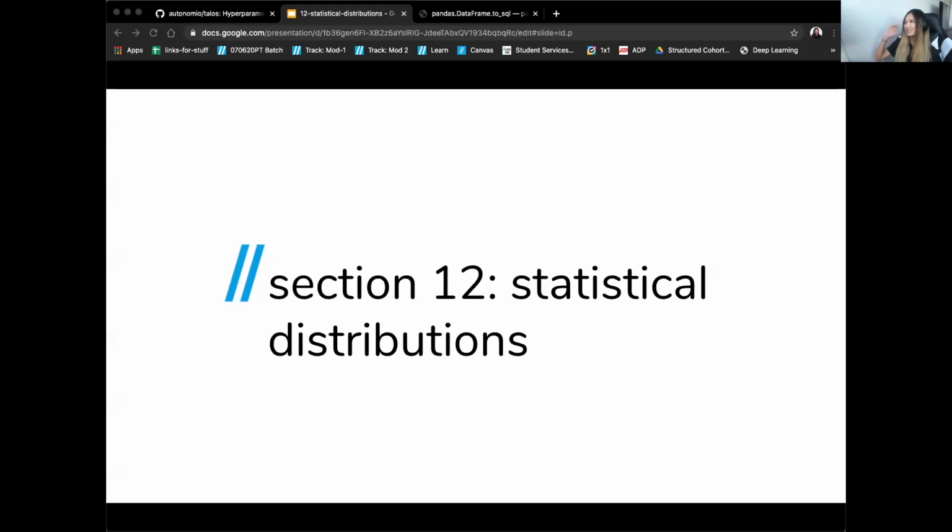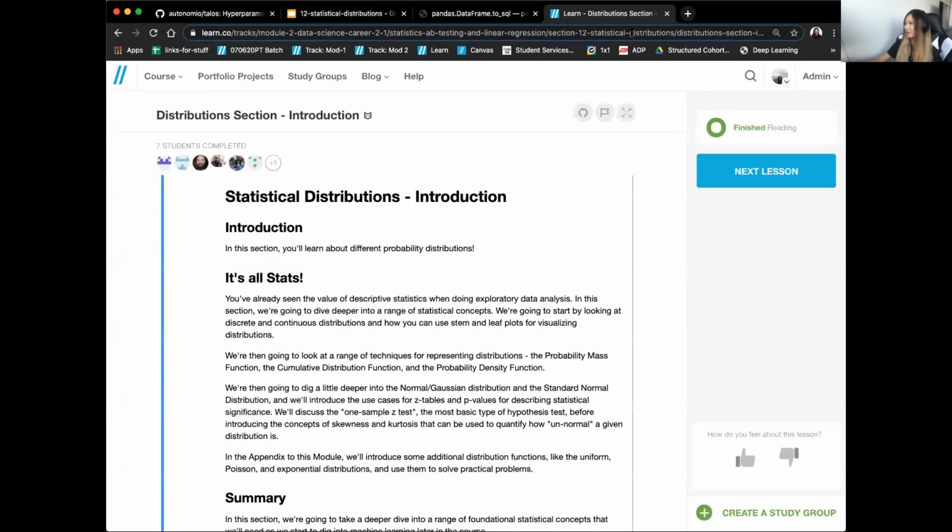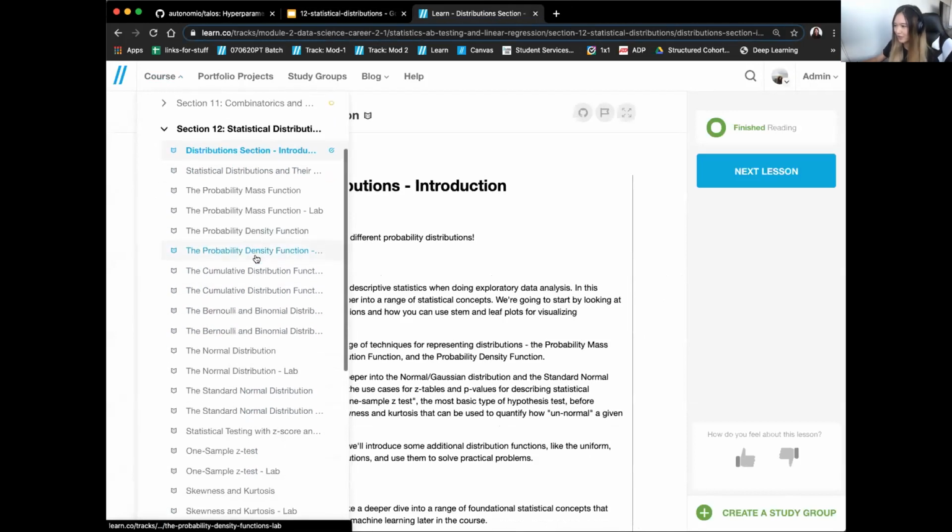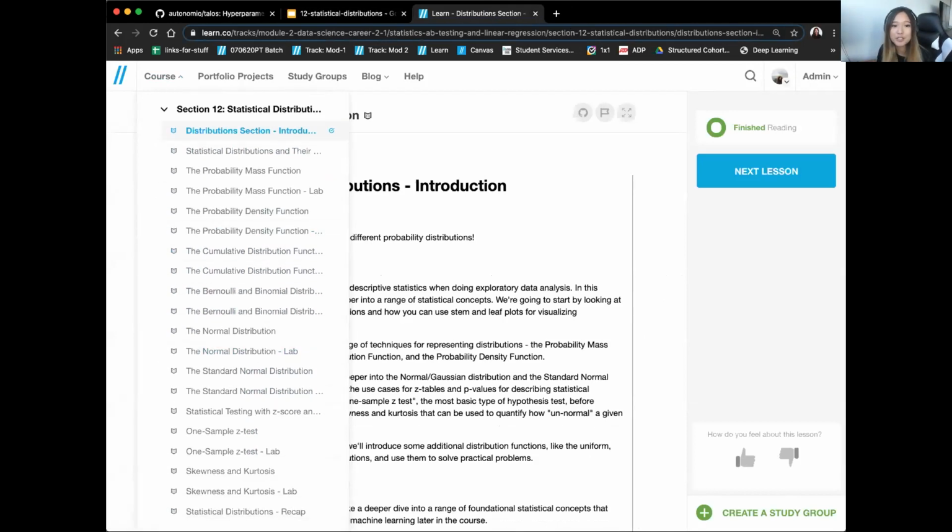All right, section 12. To start, let's go through the labs that I think are important and less important for this section. Section 12, we're going to be going through a few different distributions. First, these first 6, probability mass function to cumulative distribution function. The idea of these I'm going to go through in just a sec, but for these labs it's more the idea of what a probability mass function, what a probability density function, and what a cumulative distribution function is.